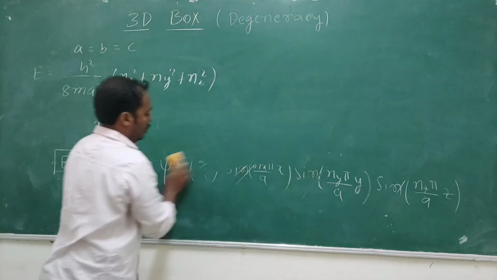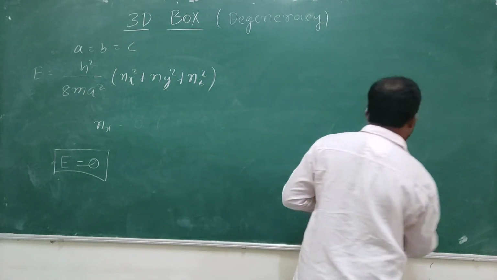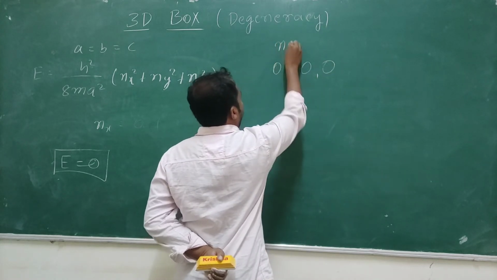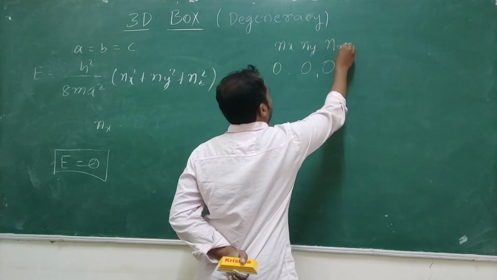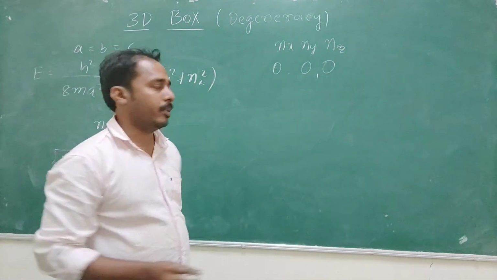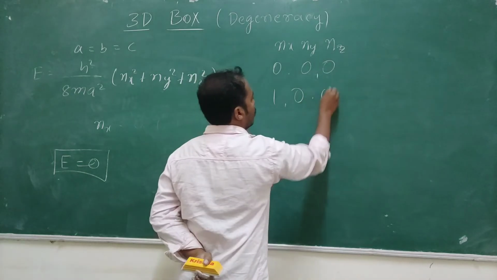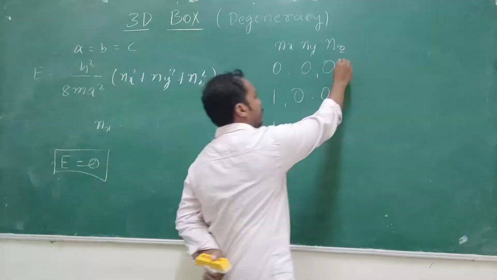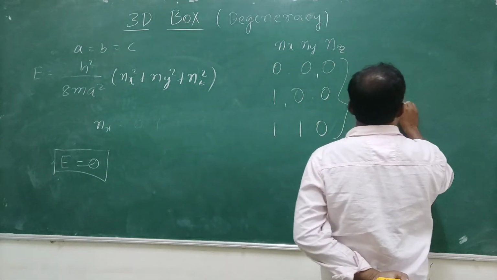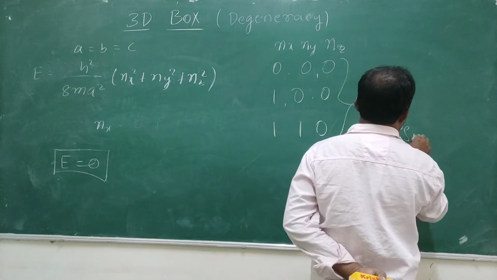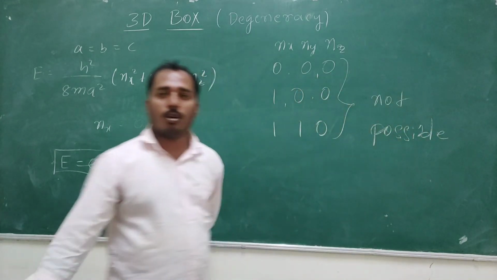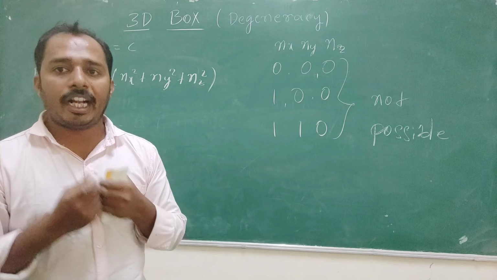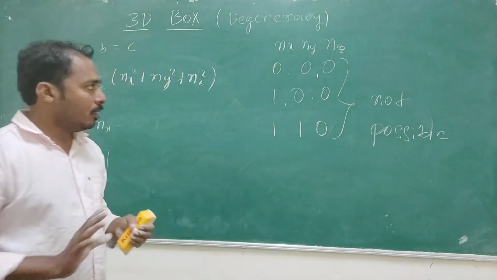So 0, 0, 0 is not possible. 1, 0, 0 is not possible. 1, 1, 0 is not possible. It is not possible because this gives the wave function 0. So that's why it is not possible. Okay.